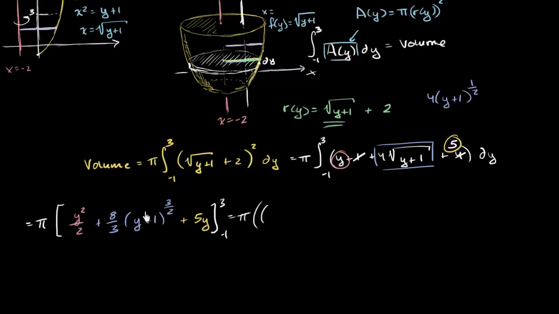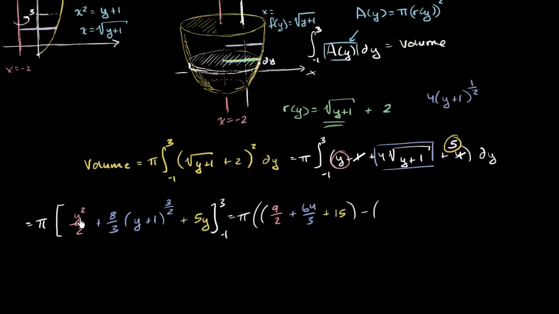So 3 squared over 2 is 9/2. 3 plus 1 is 4 to the 3/2. Well, the square root of 4 is 2, to the 3rd power is 8. 8 times 8/3 is 64 over 3. So plus 64 over 3. You have 5 times 3, well, that's going to be 15, plus 15. And from that, we're going to subtract all this business evaluated at negative 1.